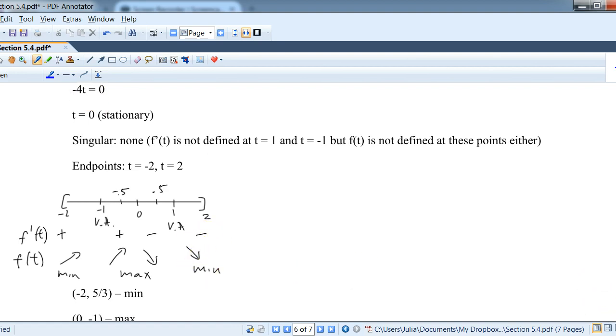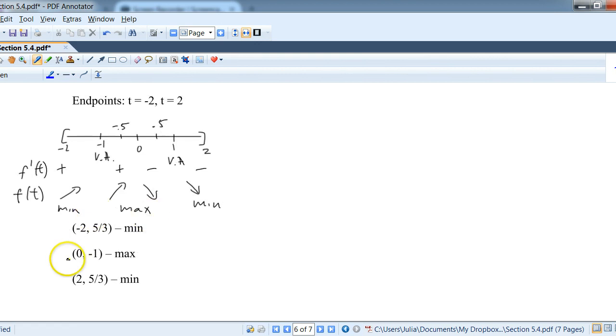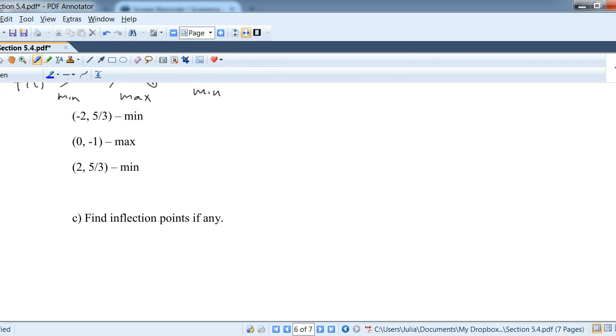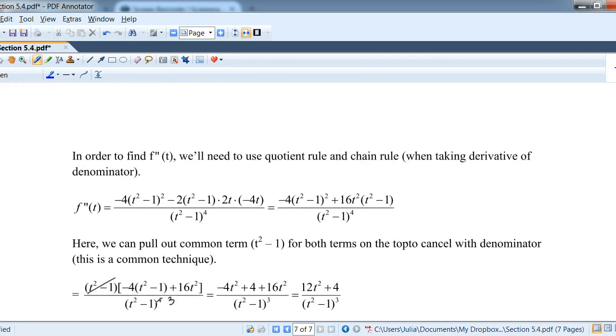So then I plugged in all three of them into the original function. So we get negative 2, 5/3 and 2, 5/3 are both minimums, but 0, negative 1 is the maximum. I think we've seen the graph of this one. Well, it'll become apparent shortly why the maximum is lower than the minimums.